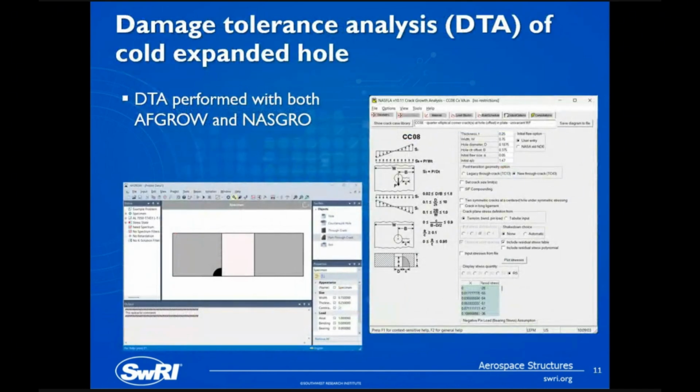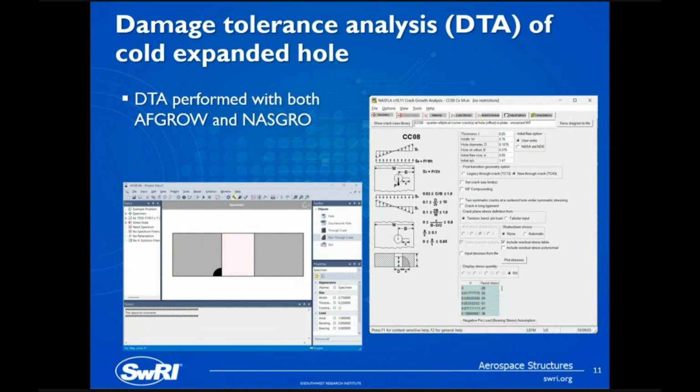So my co-author and I each ran an analysis using one of the two programs that we typically use for fatigue crack growth analysis. AFGRO is a program that was originally developed by the Air Force and is now sold commercially. And so my co-author ran his analyses using AFGRO.